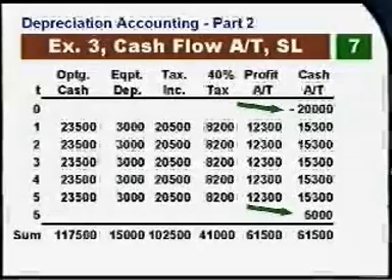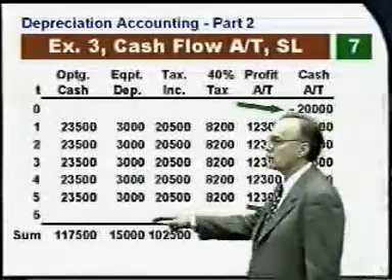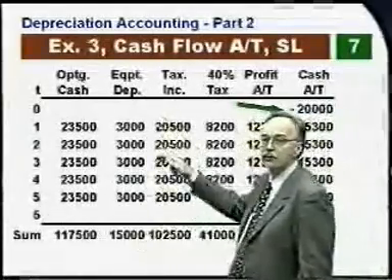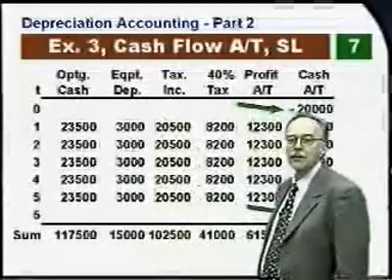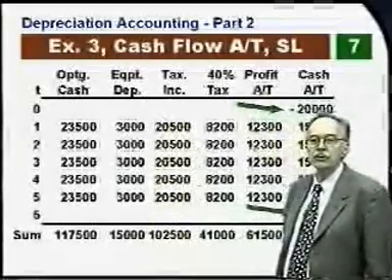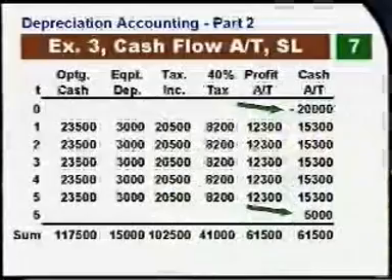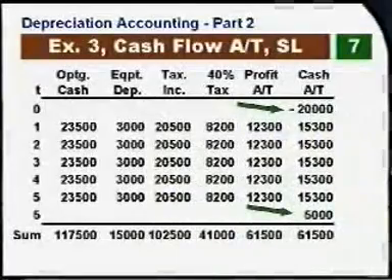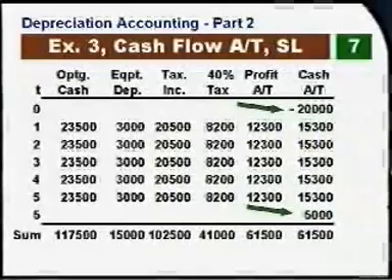In this example, we only claimed $15,000 total depreciation expense for the 5 years. We didn't claim the $5,000 that we're getting as a proceed. So all of the $5,000 proceed is pure cash. That's not subject to tax in this particular example. And then for convenience, we have the column totals.